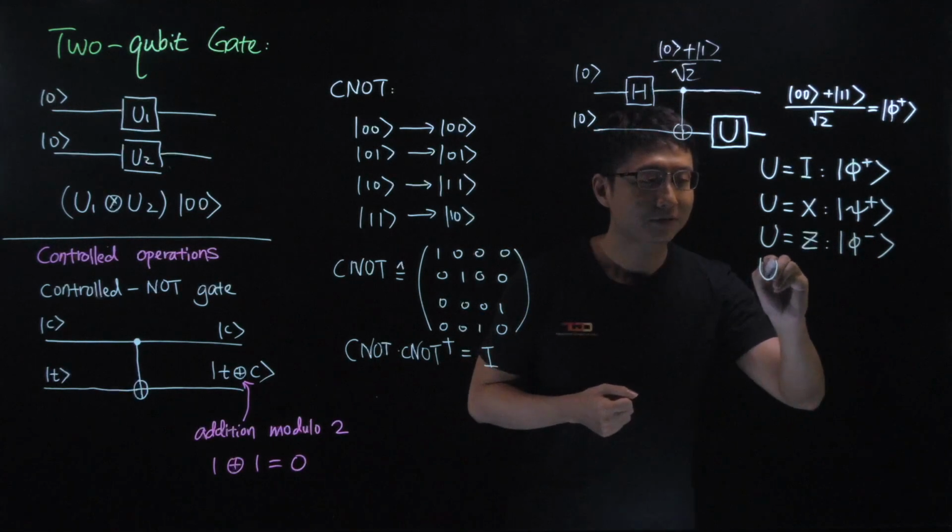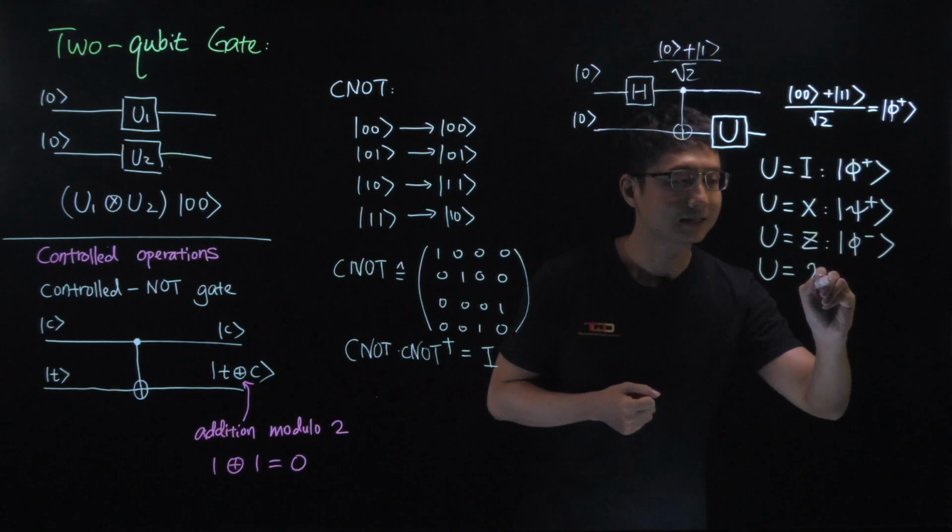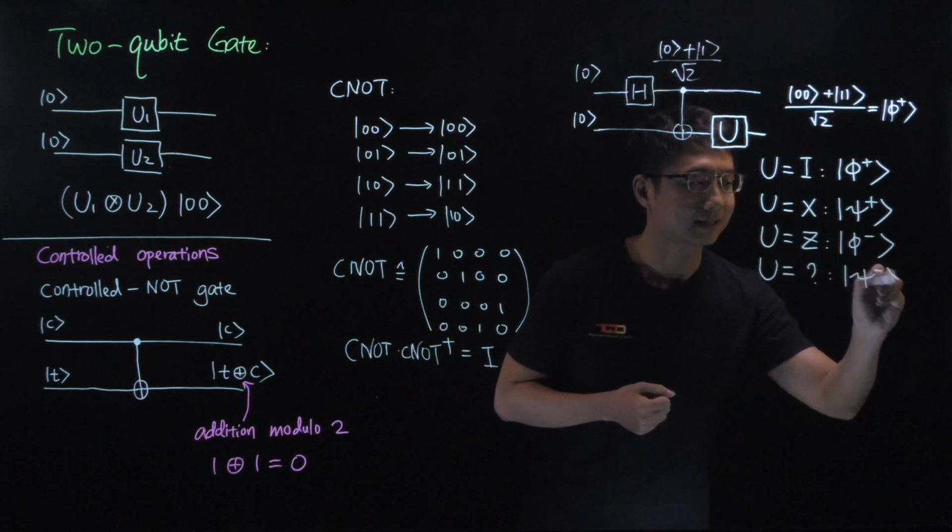So as an exercise, you could work out what is the unitary needed in order to produce the psi minus state.